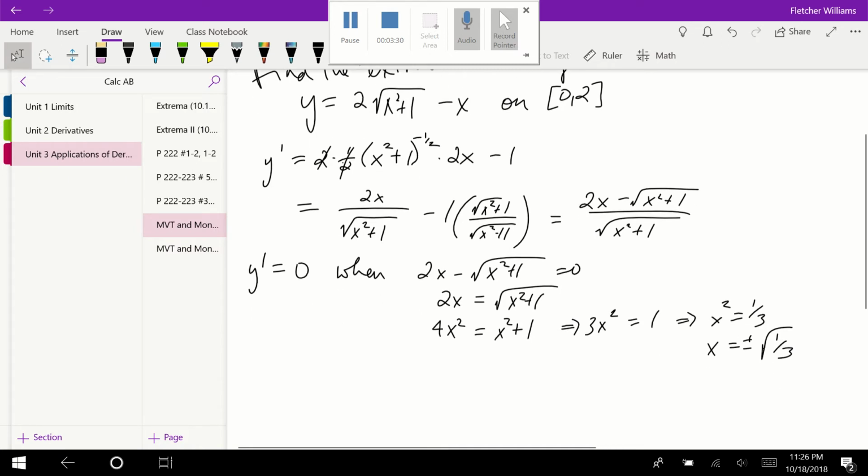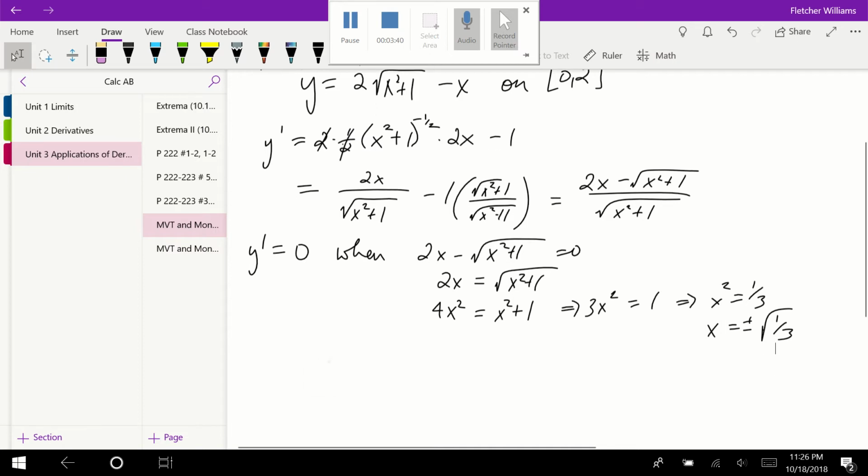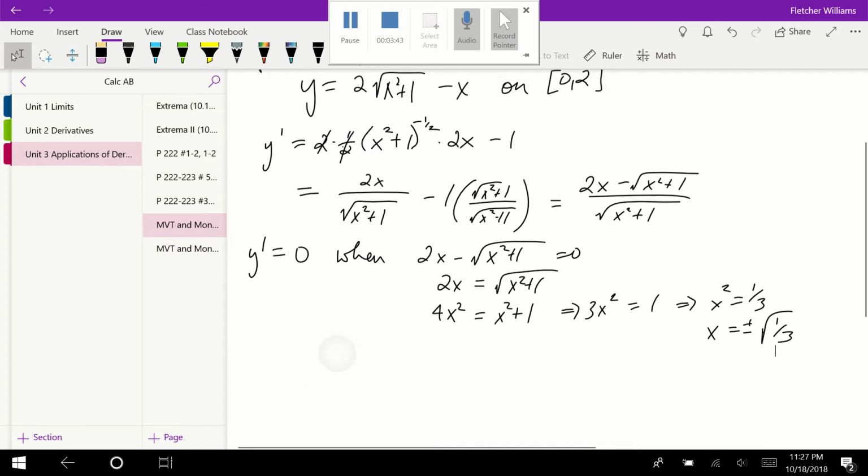Then you would set the bottom equal to 0, but at the bottom, since it's x squared plus 1, it's a positive plus a positive 1. It's always positive. So the bottom will never equal 0, and this will never not exist. So now your candidates that you will test, you'll only take the positive of those critical points because we're on the interval 0 to 2. So we'll take positive root 1/3 or 1 over root 3. And we'll take 0 and 2.